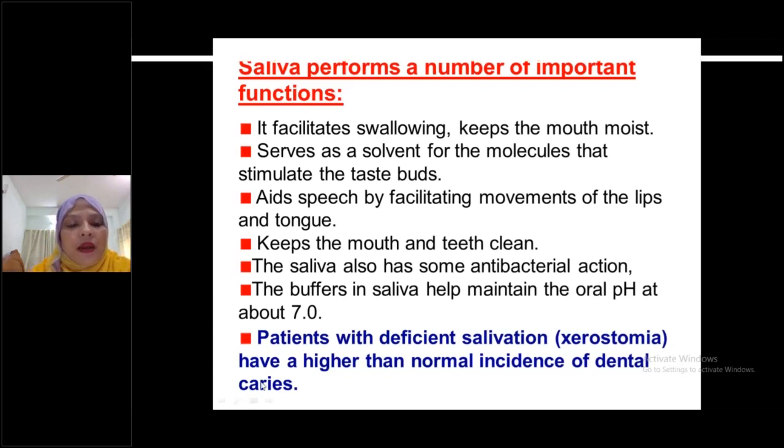This is the short form to write down the functions of saliva. You can write from Ganong, you can write down the answer from Guyton. Okay, whatever you may like, you can write.